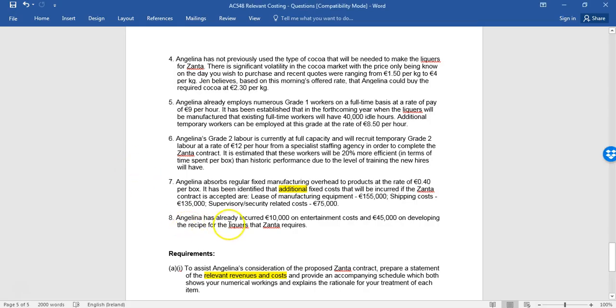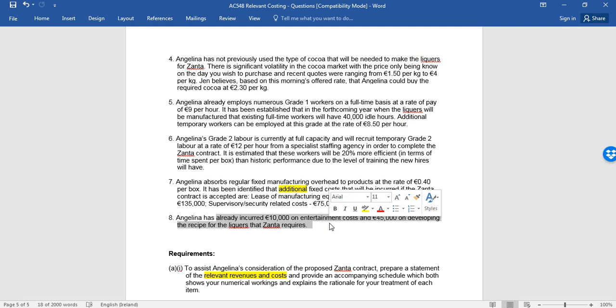And our last one then is they've already incurred entertainment costs and developing the recipe of 45 and 10. These are known as sunk costs. And again, if you want to get your marks in the exam, you have to write down why you're ignoring them. These are past costs, and similar logic before, they will not change now. Just because you've spent the money doesn't mean it's a relevant cost for deciding what is a relevant cost in the context of the Xanta contract.